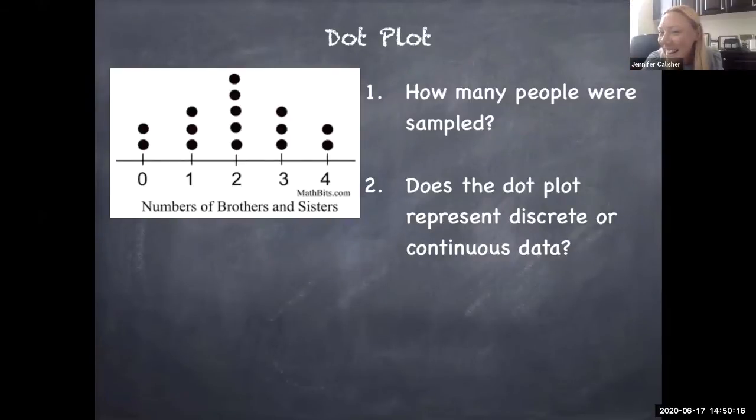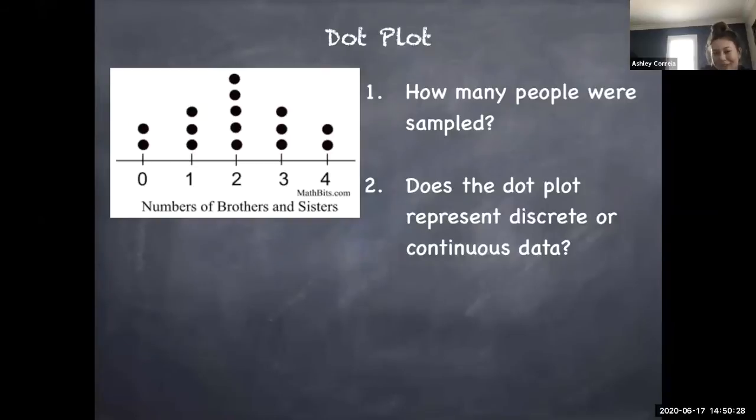Because it's countable data. Yay! It's countable, right? When we're talking about brothers and sisters, it's countable. You would not say, I have 2.5 siblings, right? No, we wouldn't. Even if they're really short, they're still a whole person.